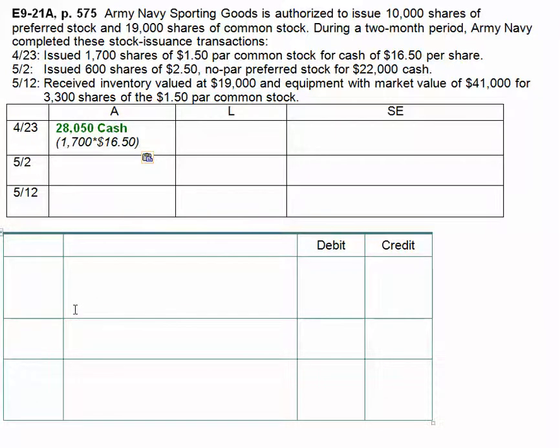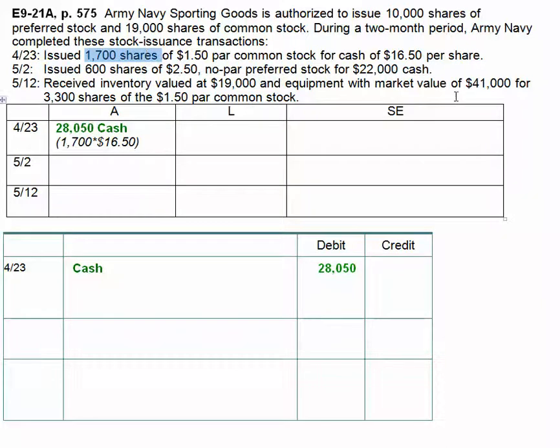$28,050. So if I could go ahead down here and do the entries as well, we would be debiting cash for the 28,050. So we've got cash of 28,050. Now what do we credit? What we're going to credit is what we gave up. Now we gave up 17,000 shares of stock.